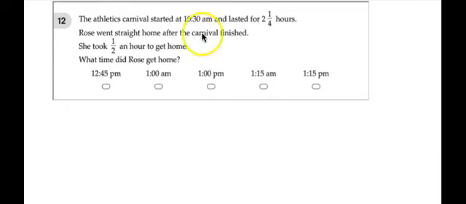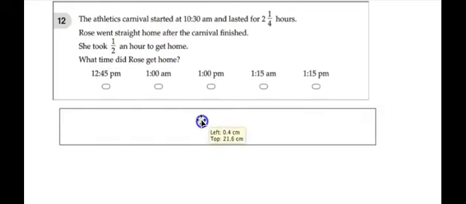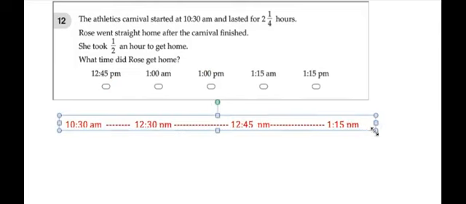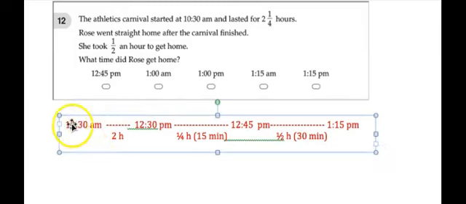Okay, now the athletics carnival started at 10:30 and lasted for 2¼ hours. Rose went straight home after the carnival finished, and she took half an hour to get home. What time did she get home? Now you can draw a little timeline here if you want. So 10:30, we need to add 2¼ hours.